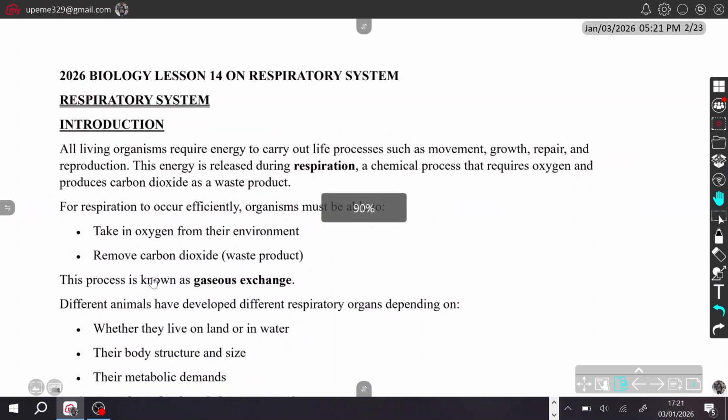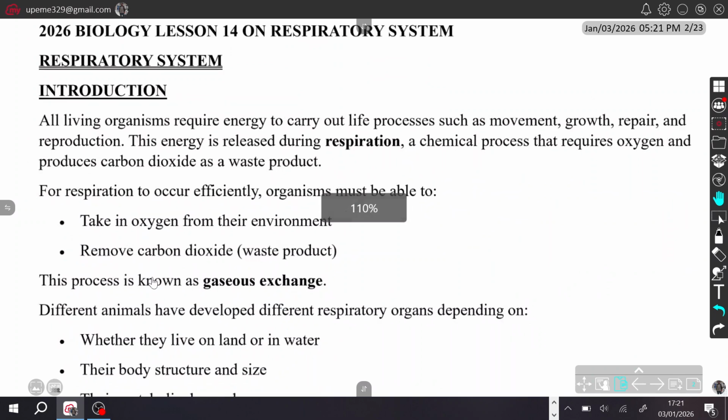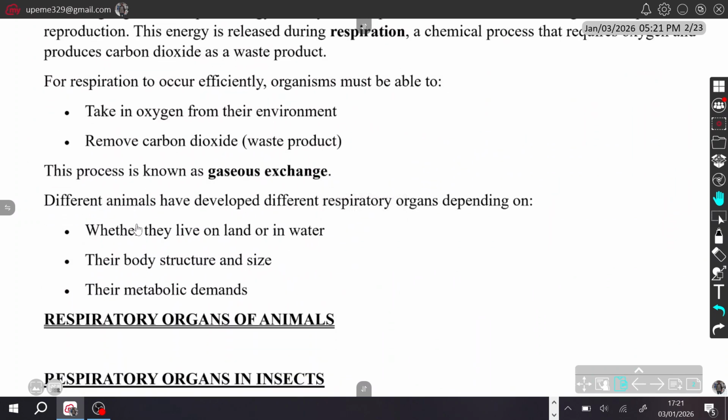Now we need to understand, ladies and gentlemen, that different animals have developed different respiratory organs. We have insects, we have human beings, then we have the fish. They all can't have the same type of respiratory system. So different animals have developed different respiratory organs depending on, number one, whether they live on land or in water.